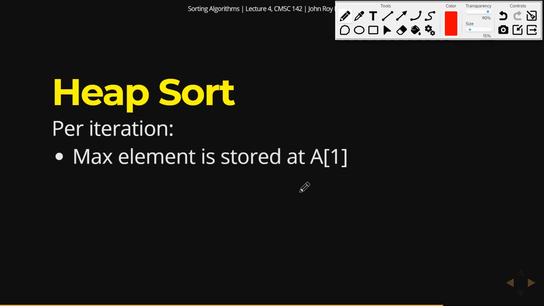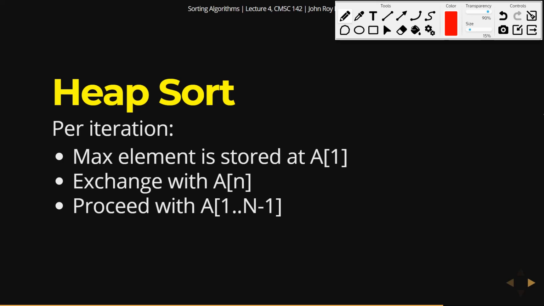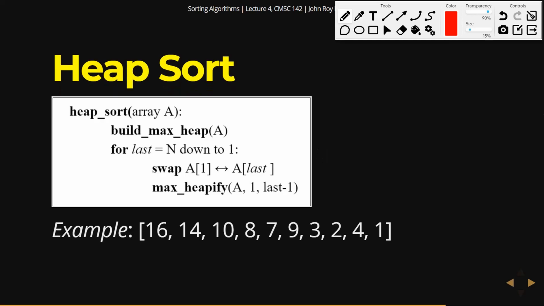Okay, so per iteration, the max element is stored at A1, which is the root. So you exchange that with A sub n, which is the last. So you put it at the last because it's the biggest element. Okay, and then you proceed with 1 up to n minus 1. So you're making it smaller and smaller each time.